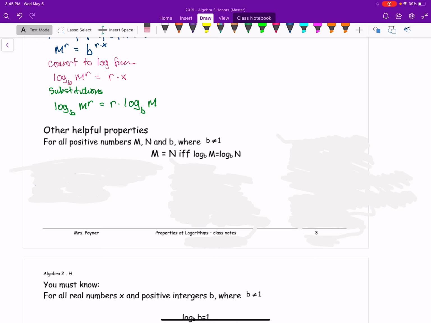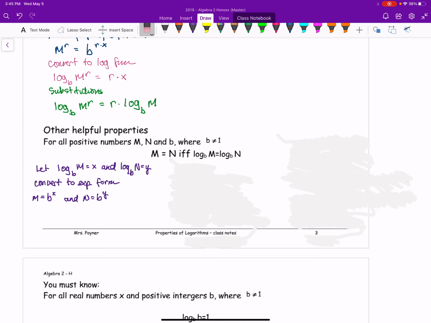If you have log base b of m equal to log base b of n, that implies that the two things being taken the logarithm of will also have to be equal to each other. The proof for that starts the same way as the other ones. You let log base b of m equal x, log base b of n equal y, and convert to exponential form, just like we did all the other proofs.